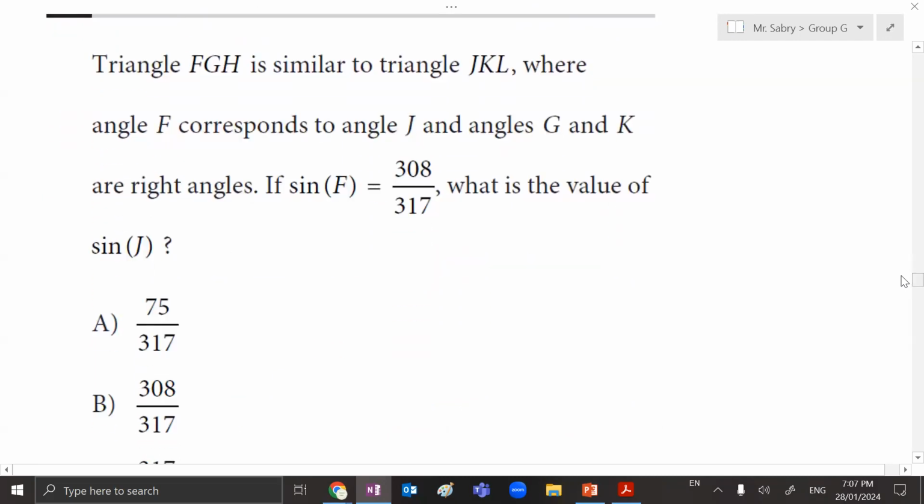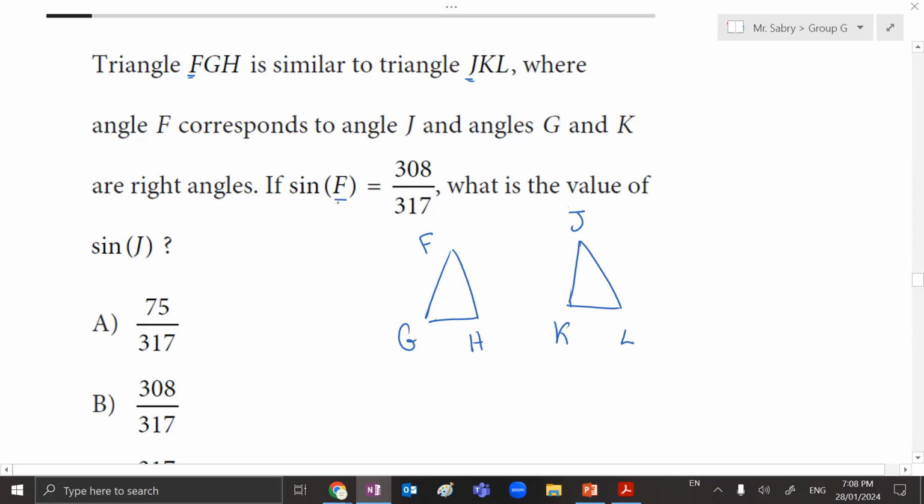17. Triangle FGH is similar to triangle JKL. So I'll just draw a quick triangle here and put the letters on them. And please understand that when they say similarity, it follows the same order of the letters. Meaning F is the one that matches J. So I have to put the J here and G matches K, so I put the K here and the L here. Angle F corresponds to angle J, as they said, and G corresponds to K.